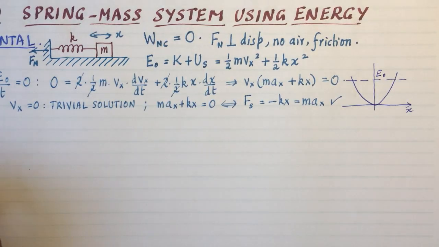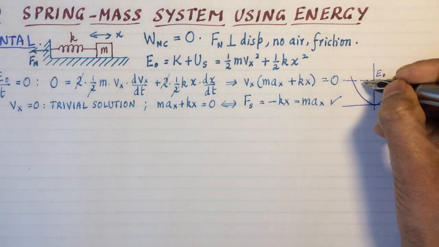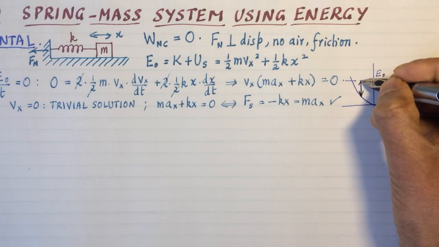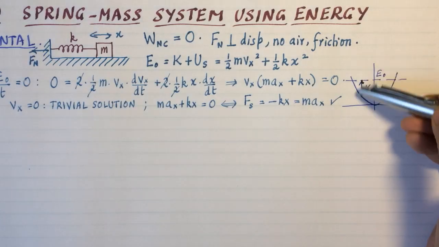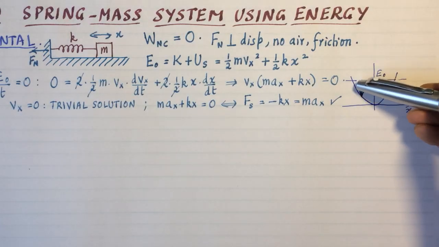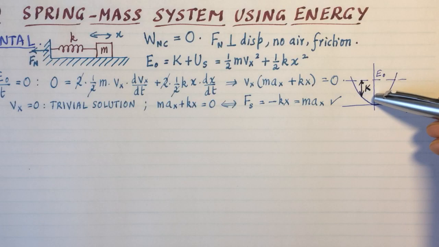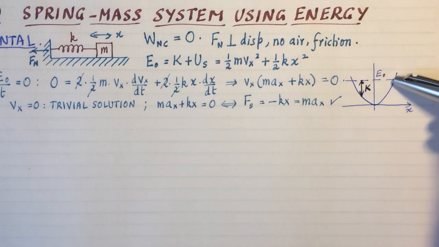And the total energy is the sum of the potential and the kinetic energy, which means that at any given time the kinetic energy can be got by looking at how much is left over from the total energy up to the potential energy. So that this arrow goes from 0 all the way to a maximum value, all the way back to 0.